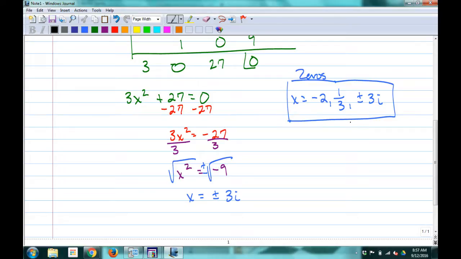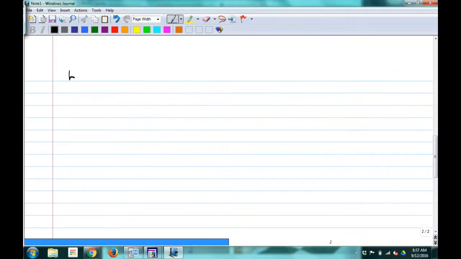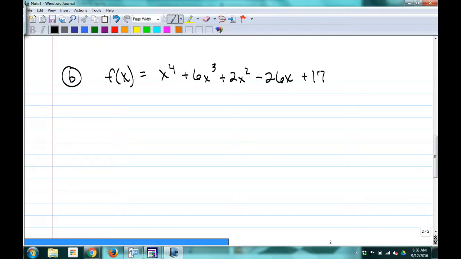Okay, let's look at another one of these and see what we can gather from it. Example B. Again, we're going to find the zeros of a polynomial. So we have x to the 4th, plus 6x cubed, plus 2x squared, minus 26x, plus 17. How many times should we have to do synthetic on this one? 2. Why 2? Because it's 4th power, right? And we want to get it down to squared. 4 minus 2 would be 2, right?